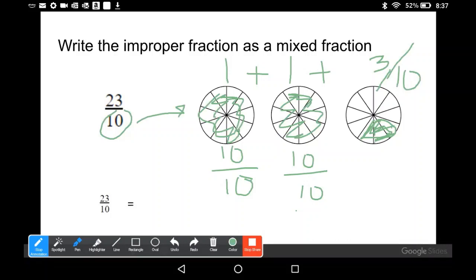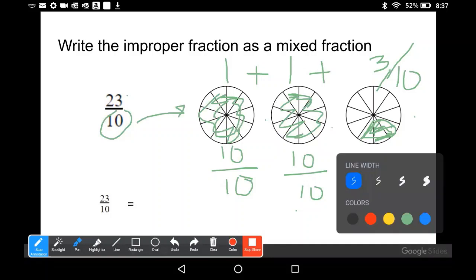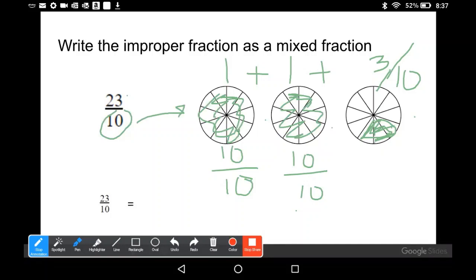It's like if I had a pizza cut into 10 pieces. I've got 10 pieces, and 3 more pieces. So I've got 23 pieces, but each one of these is a tenth. One of these little pieces in here is 1/10. So I got 1, 2, 3, 10, 11, 12, 13, 20, 23 tenths. So 23 tenths is the same as 2 wholes with 3 tenths left over.